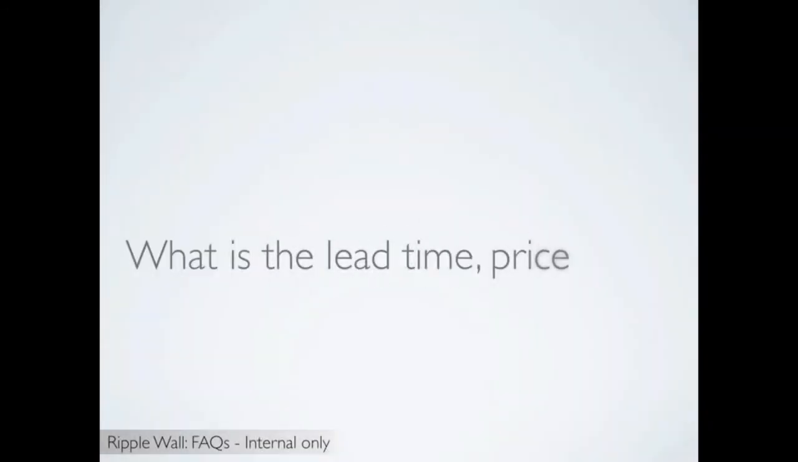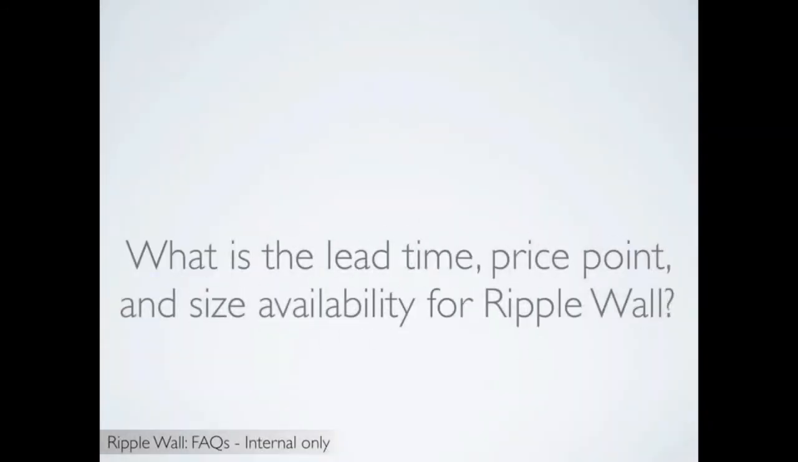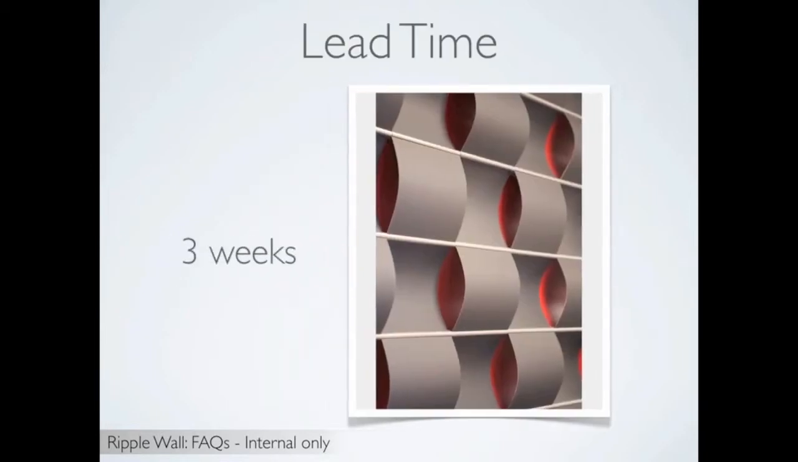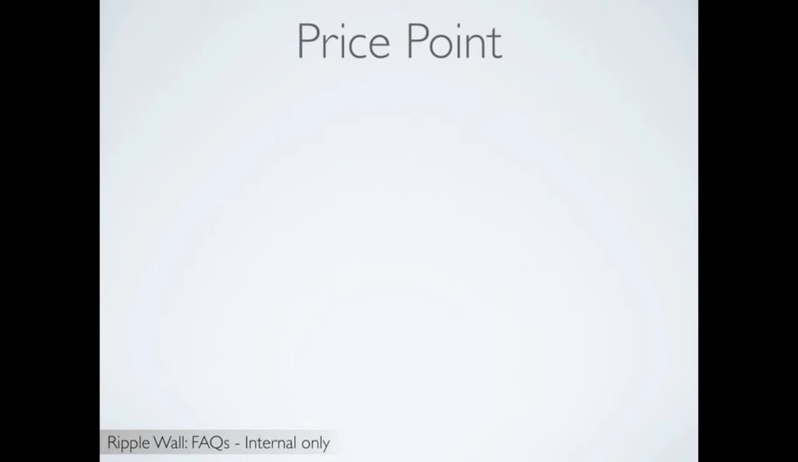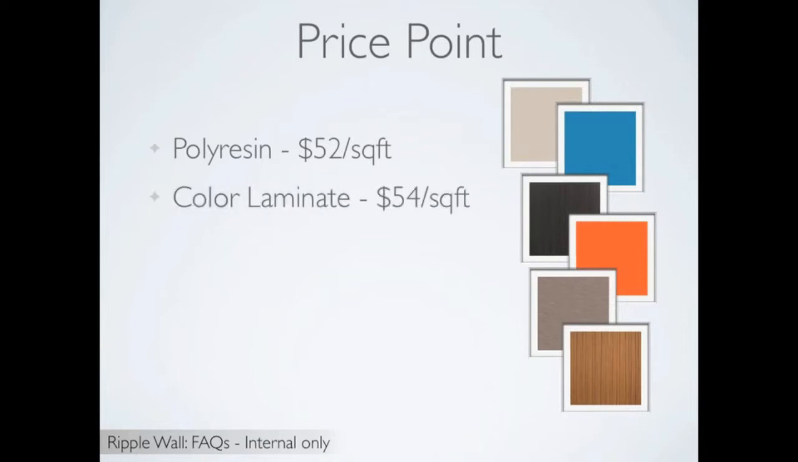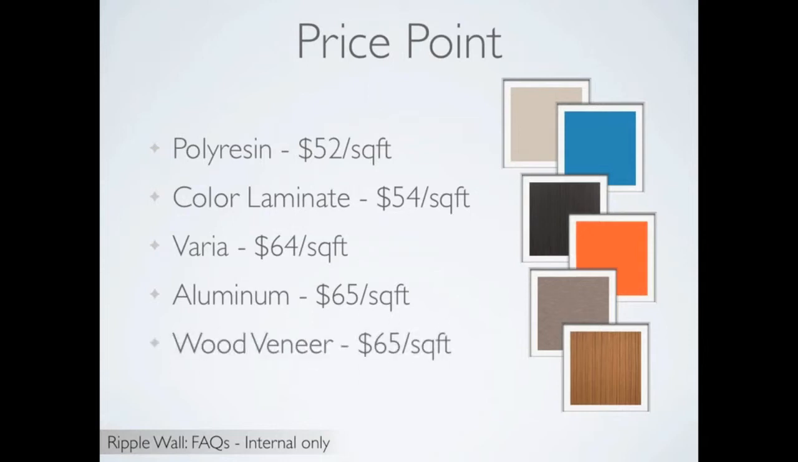What is the lead time, price point, and size availability for Ripple Wall? The standard lead time for Ripple Wall is 3 weeks. The pricing depends on the type of material specified. For example, polyresin starts at $52 per square foot. Color laminate starts at $54 per square foot. Varia starts at $64 per square foot. Aluminum starts at $65 per square foot, and wood veneer also starts at $65 per square foot.